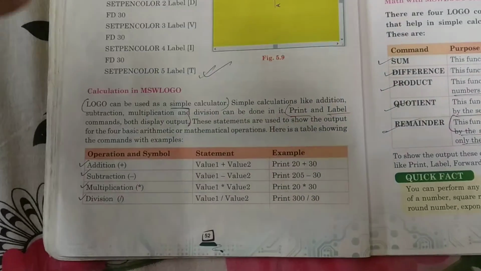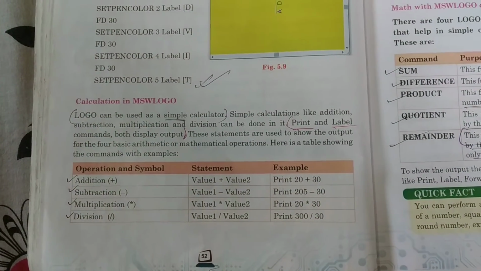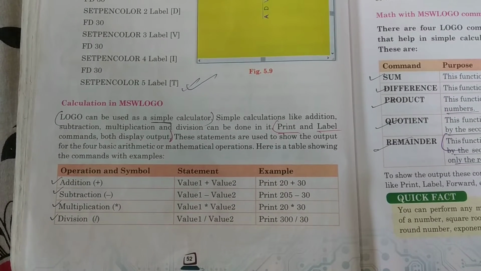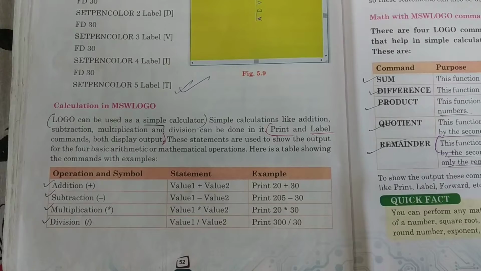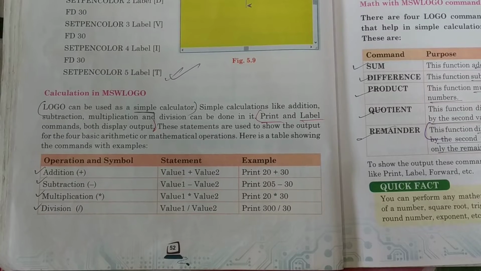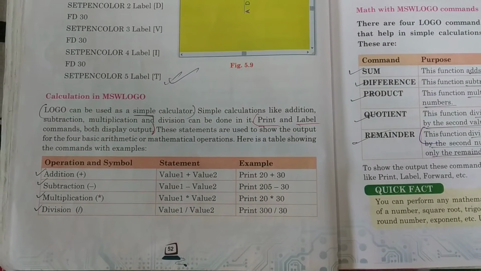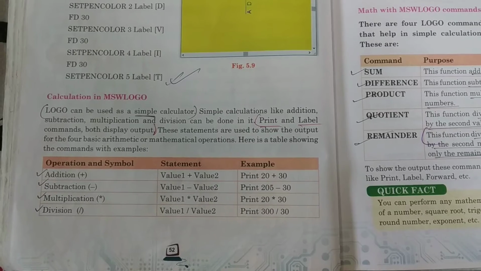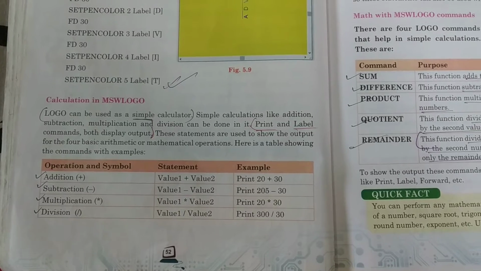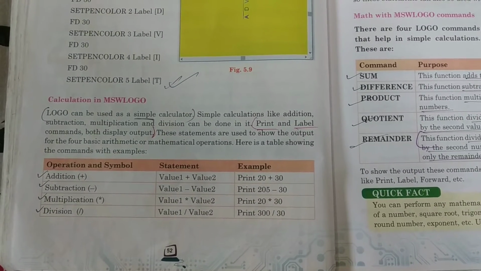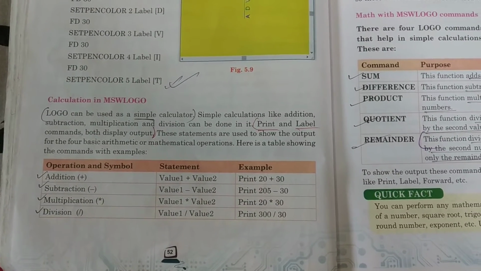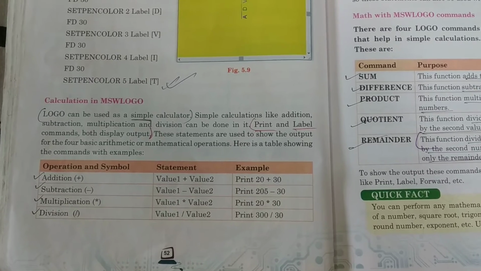Now, calculations in MSW Logo. This is the topic which I will teach you today. Logo can be used as a simple calculator. Earlier also you have learned that Logo is a very interesting programming language, and this has been designed for the children to perform some simple arithmetic calculation and do some interesting drawings. So, for simple calculations like addition, subtraction, multiplication and division, we can use Logo. Therefore, Logo can be used as a simple calculator.